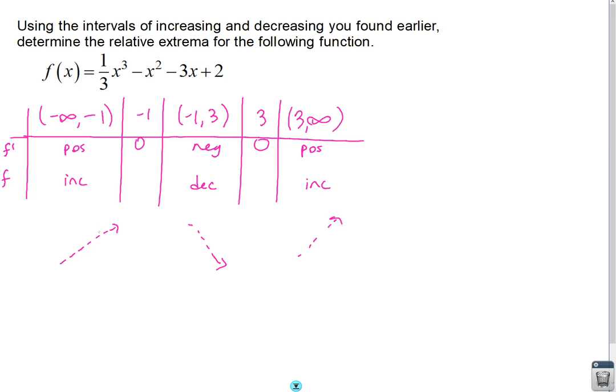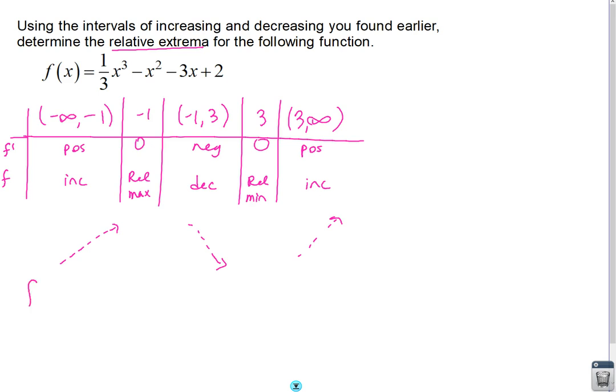So if my graph is doing that, what has to be happening in between? Here you have to have a relative maximum, as opposed to over here, you would have a relative minimum, because my function is changing from increasing to decreasing, and then again back to increasing. I know that I have a relative maximum and a relative minimum here. Now these are the x values. To determine the actual relative extrema, I like to know where they occur, meaning I need to know my x and y coordinates.